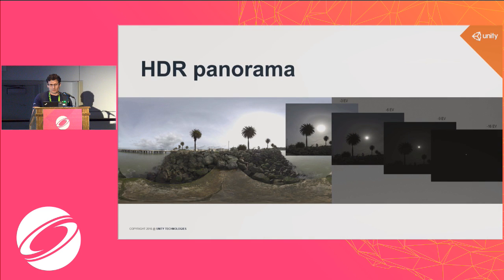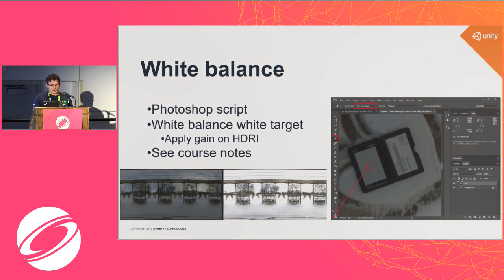This is an example of an output HDRI. You can see the various exposures with the intense sun disk. For white balance, we have developed a Photoshop script. We white balance the color checker contained in the HDRI, and apply the result again to the other HDRI.